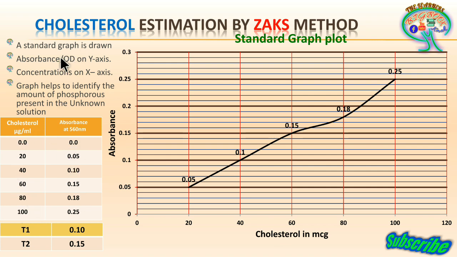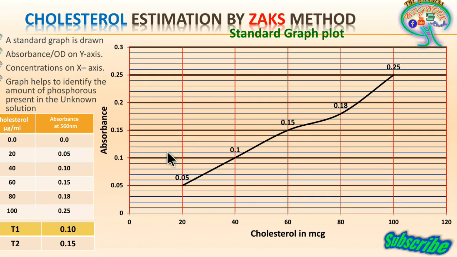The absorbance will be taken on the y-axis. The y-axis is always dependent on the x-axis, where the x-axis is independent, where the amount or the concentration of the cholesterol has been taken. So when these values have been plotted, they show this particular curve. Now consider that the values show 0.05 for 20 micrograms, 0.10 for 40 micrograms as it is here, 0.15 for 60, 0.18 for 80, and 0.25 for 100.